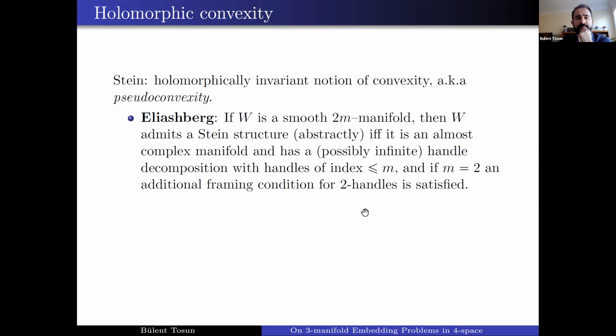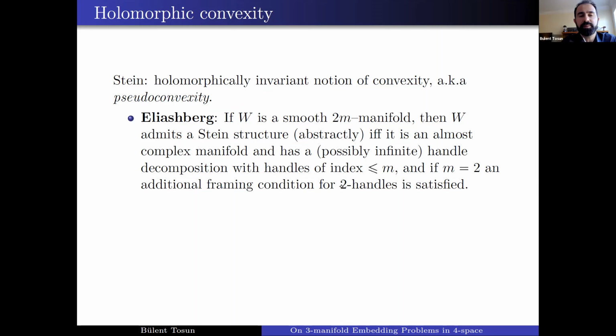Very good. Now we will not be quite interested in setting a Stein structure on a manifold abstractly, but rather we'll be interested in a domain sitting inside C2 being Stein with respect to this ambient complex structure. So it's not at all obvious that it will be just a matter of setting an abstract Stein structure.